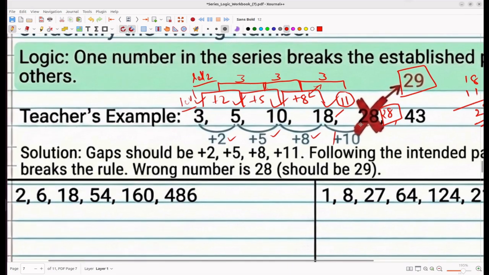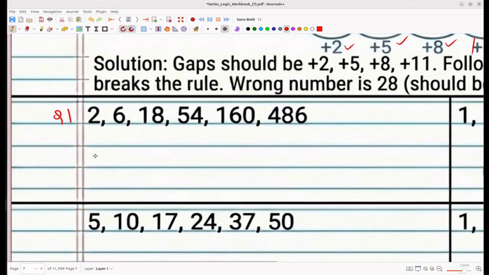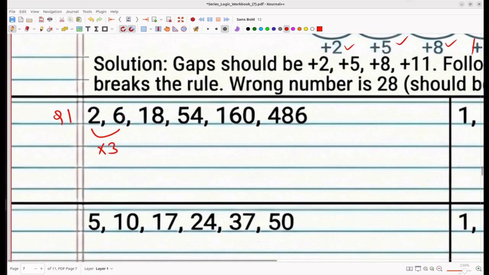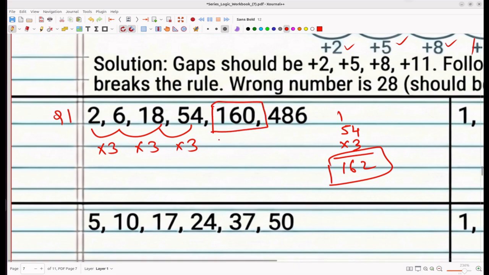Let's move on to the first question quickly. Here they have given 2, 6, 18, 54, 160, 486. Let's find out what pattern we have here. 2 into 3 is 6, right? Like that, 6 into 3 is 18. Again 18 into 3 is 54. Let's see, will 54 into 3 give 160? 4 times 3 is 12, 1 carry. 5 times 3 is 15 plus 1 is 16. What we got is 162, but what they have written here is 160. So 54 into 3 is equal to 162.